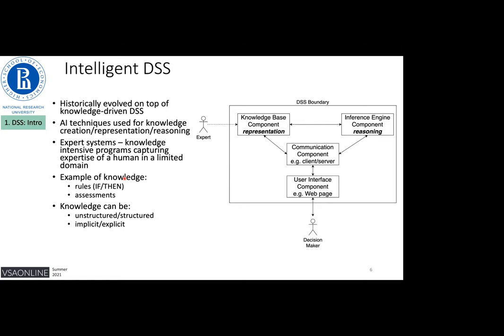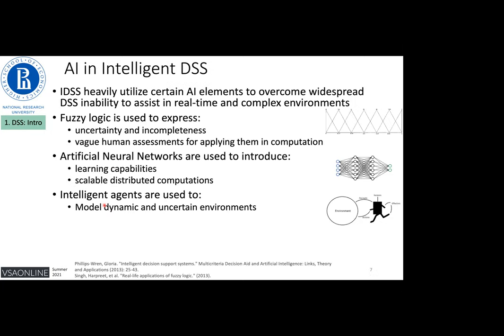And also, as we will see later, the knowledge can be represented as assessments. It can be structured and unstructured and so on. Intelligent DSS are usually referred to as DSS that have some artificial intelligence techniques embedded into them. So why do we need those elements of artificial intelligence? We need them to overcome the widespread inability to assist in real time.